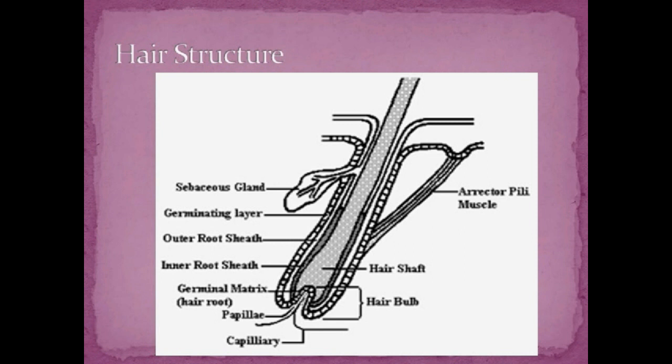Before we start explaining the hair growth cycle, let's take a look at the diagram below for a brief overview of the parts of the hair. The sebaceous gland.